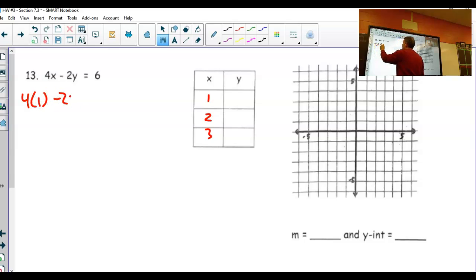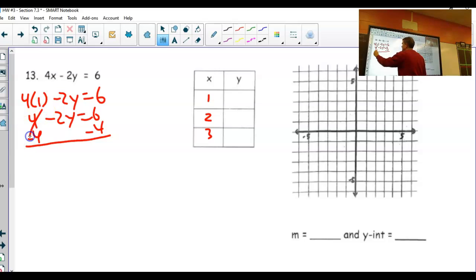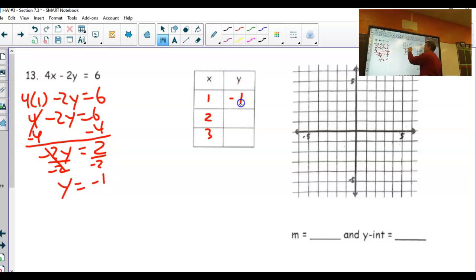So I'd start with 1. And what I'm trying to figure out is, what is the y value when x is 1? Well, I can solve for it. This would be 4 times 1 is 4. I would subtract 4 from both sides and get negative 2y equals 2. And I would divide by negative 2 and get y equals negative 1. So when x is 1, y is negative 1.